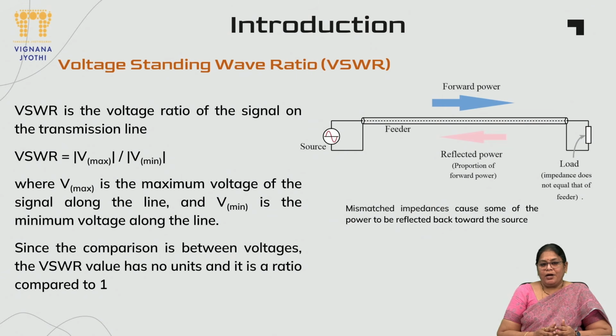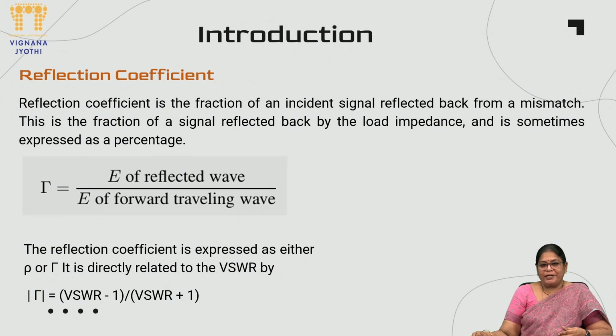It's a ratio, and it is generally compared to 1, because when Vmin is equal to Vmax, VSWR is going to be 1, and similarly when Vmin is equal to 0, VSWR can be infinity. So the values that your VSWR can have are between 1 and infinity.